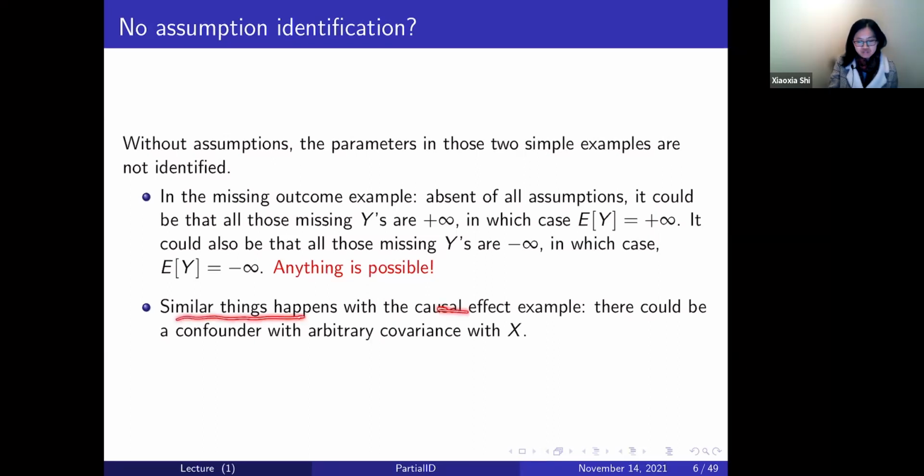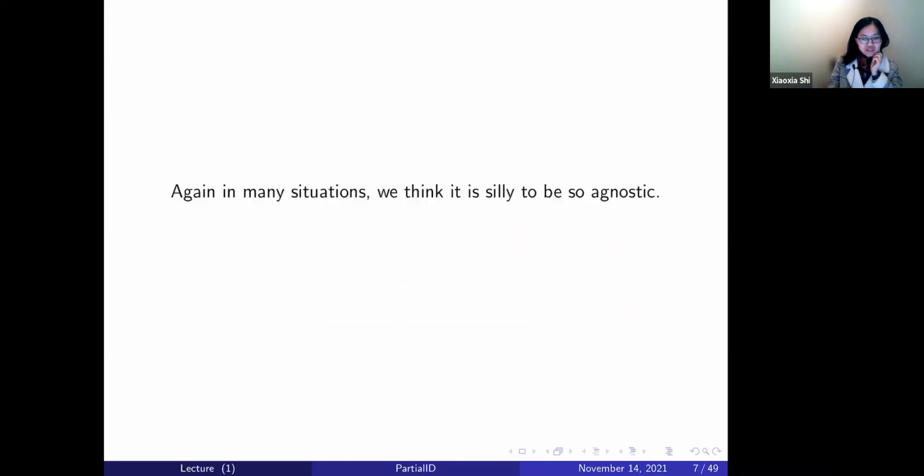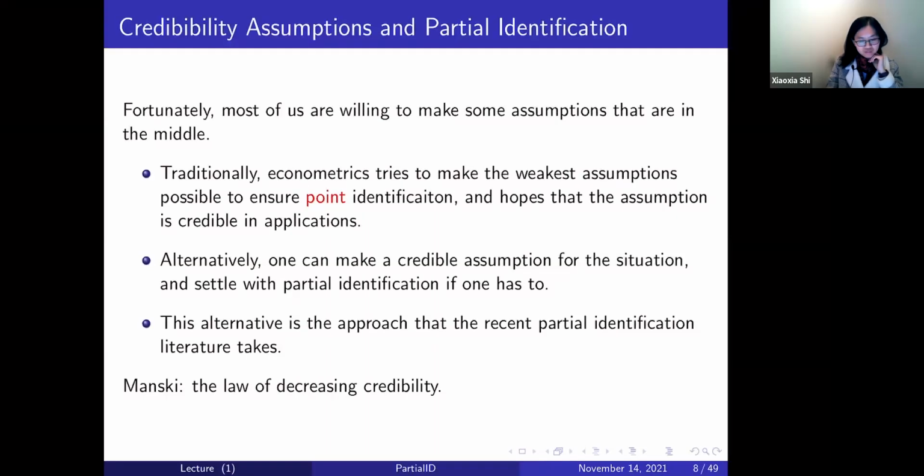Similar thing happens with the causal effect example because there could be a confounder that has arbitrary correlation with the X variable. And that could mean that we have no way to even bound the causal effect. So no-assumption identification is usually hopeless, but in many situations, we think it's too silly, or at least not useful, to be so agnostic. So most of us are willing to make some assumptions, even though not strong assumptions like missing at random and random assignment of treatment. We are still willing to make some assumptions because we want to do something with the data.